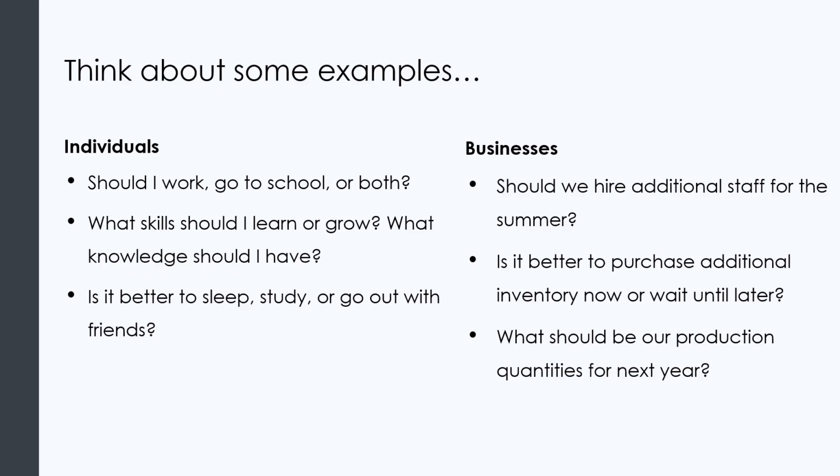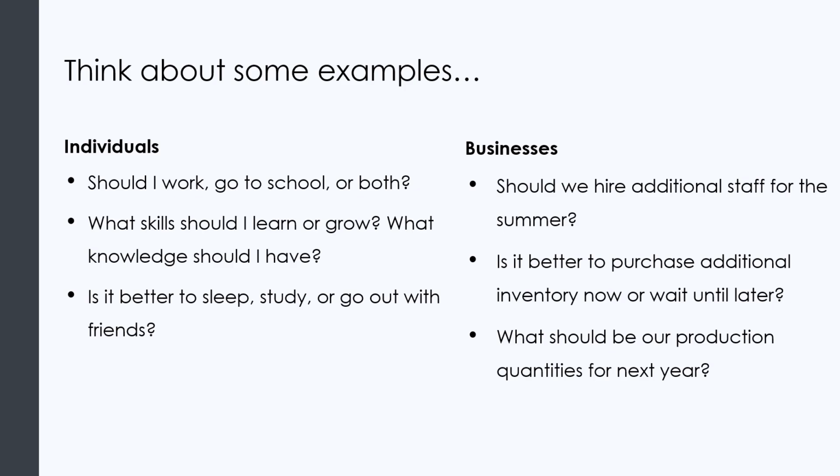For an individual, choices like, should I work, go to school, or try to do both? What skills should I learn or grow? What knowledge should I have? Is it better to sleep, study, or go out with my friends? Right? A rational choice filters through the lens of what would be in my best interest today, right now, and in my future. And we weigh those pros and cons when we make those individual choices. Businesses would do the same in a rational way, right? Should we hire additional staff for the summer?